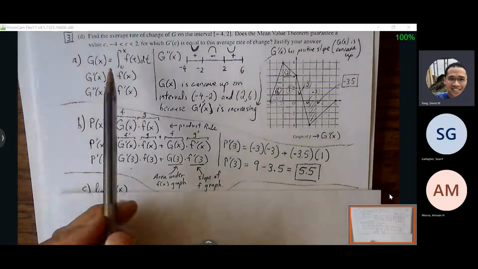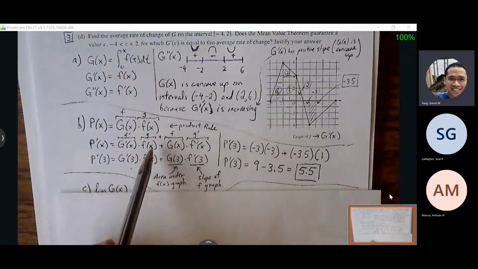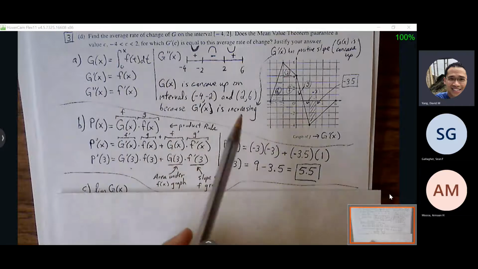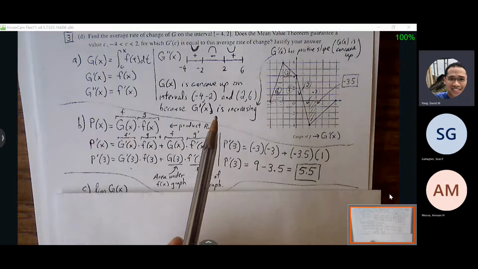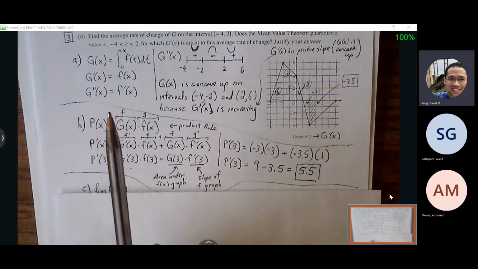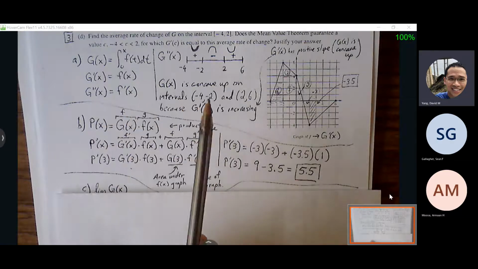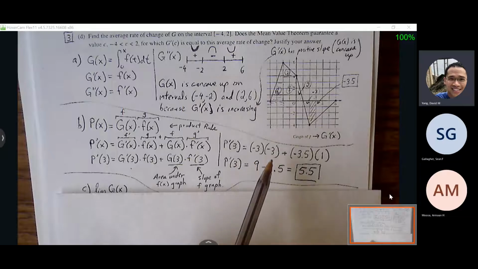g of x is defined as the definite integral from 0 to x. So the integral from 0 to 3. So from 0 to 3, we have to find the area and make sure we resolve that. This is from 0 to 3.